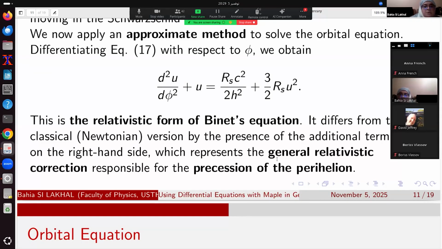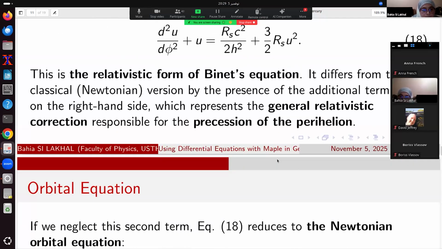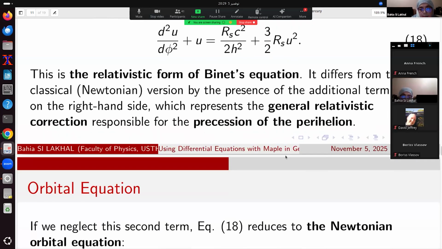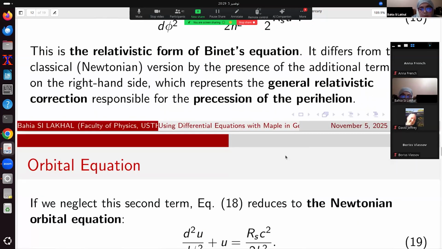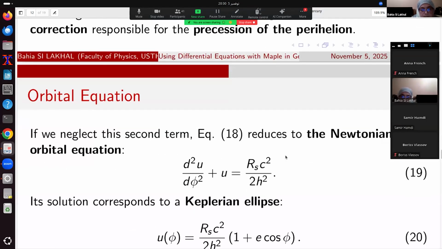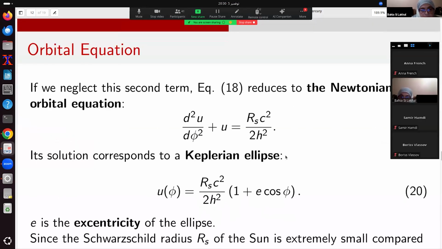Now, to find the solution u of phi, first we neglect the second term in equation 18. Then this equation reduces to the Newtonian orbital equation. Its solution is simply found. It corresponds to a Keplerian ellipse, where e is the eccentricity of the ellipse.